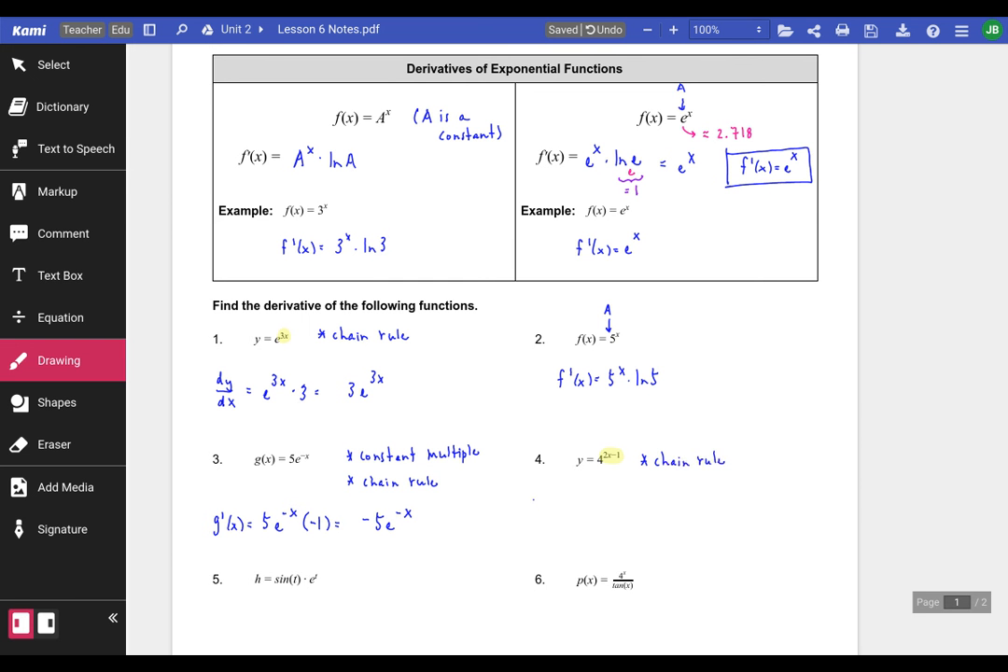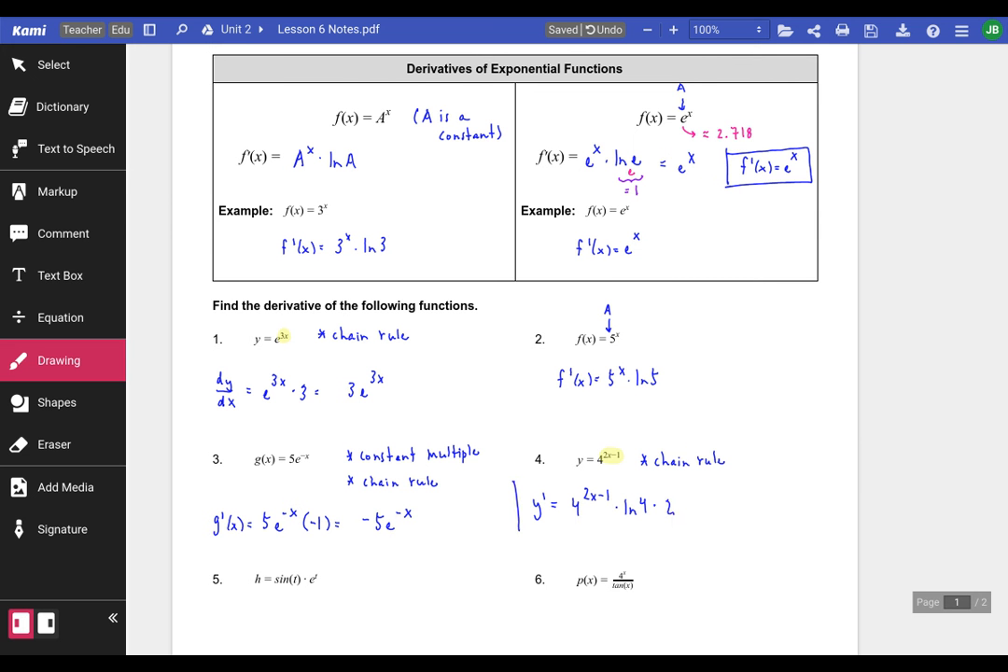So let's see how this goes. We have y prime equals, well, our rule starts off with just a to the x, so we're just going to have 4 to the 2x minus 1 times the natural log of 4, but then I have to multiply by the derivative of that exponent, which the derivative of 2x minus 1 is just going to be 2.